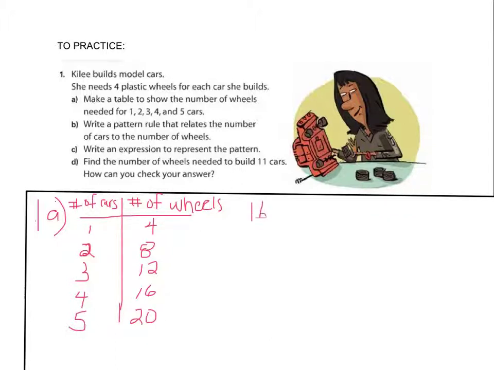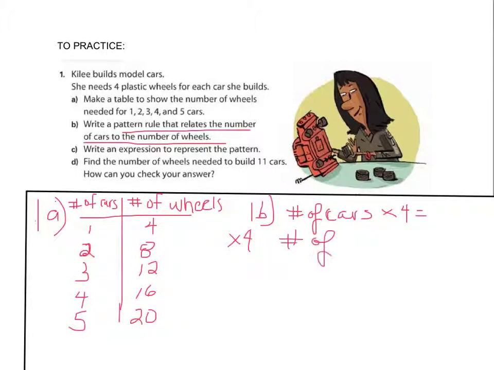All right, 1B asks us to write a pattern rule that relates the number of cars to the number of wheels. Well, we would need the number of cars. Our rule, let's see. If we were going from 1 to 4, 2 to 8, 3 to 12, we can see here we're adding 4 each time. We're trying something with 4. Let's try times 4. 1 times 4 is 4, 2 times 4 is 8, 3 times 4 is 12, 4 times 4 is 16, so it is times 4. So number of cars times 4 equals the number of wheels.